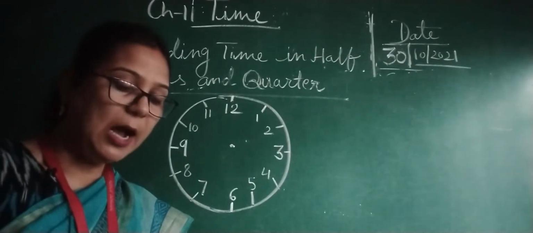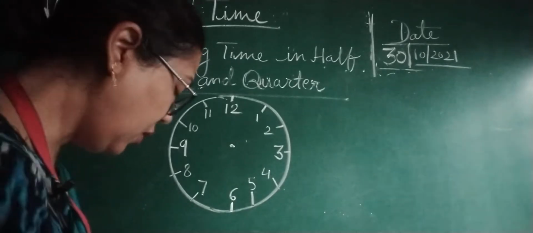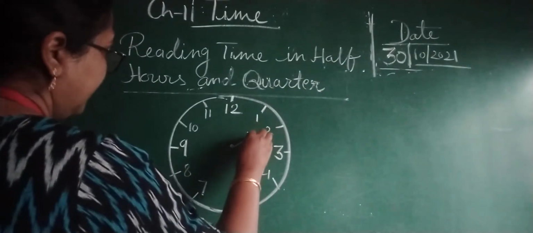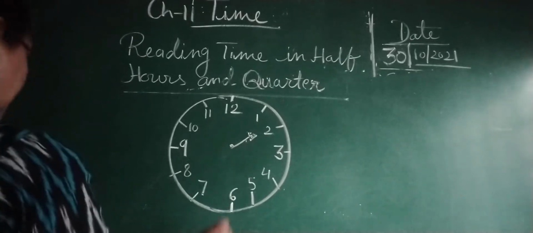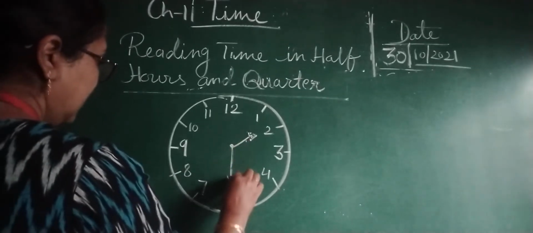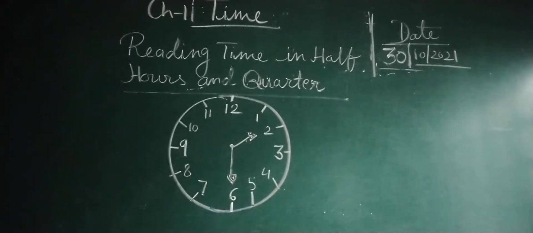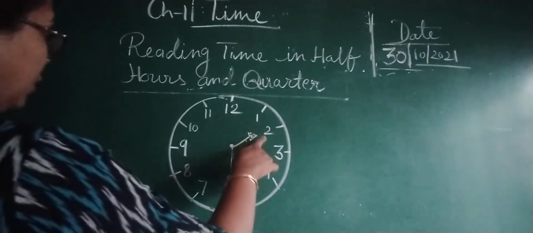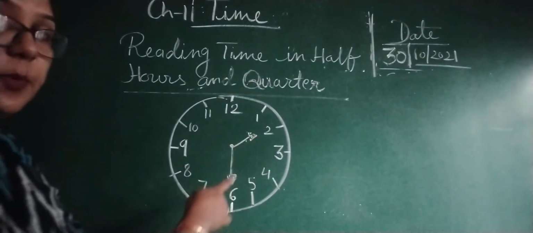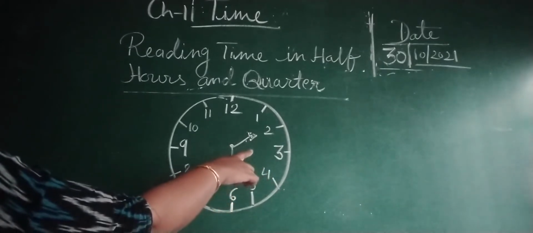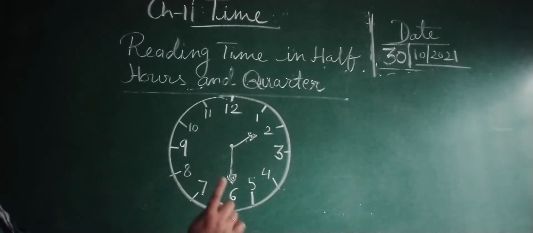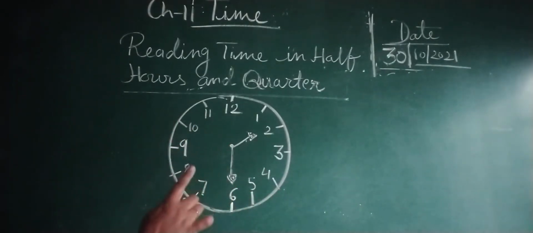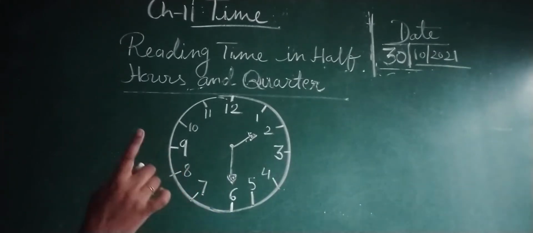Now, for the hour hand, we are going to draw this needle. First we will draw this hand. This is the shorter hand, and the bigger hand is at 6. So children, look at the figure. The hour hand, this is the shorter hand, is between 1 and 2, and here you can see the minute hand is at 6. The time is 1:30. It is written as 1:30. It is read as half past 1.